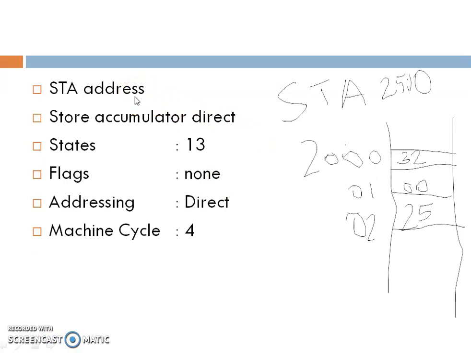Next category is STA address. Store the content of the accumulator in the specified memory location, and it is a 3-byte instruction. Addressing mode is direct addressing. Number of machine cycles is 4. First one opcode fetch, second one memory read, third one also memory read, and the last machine cycle is memory write. The contents of the accumulator are written into that particular memory location.